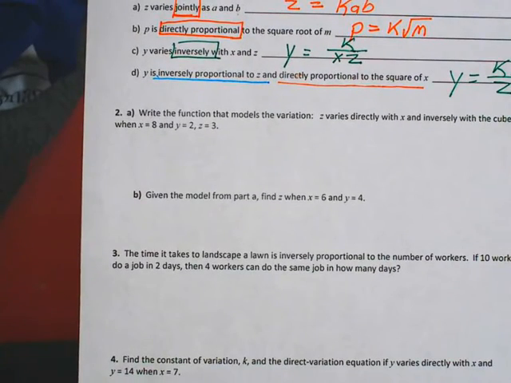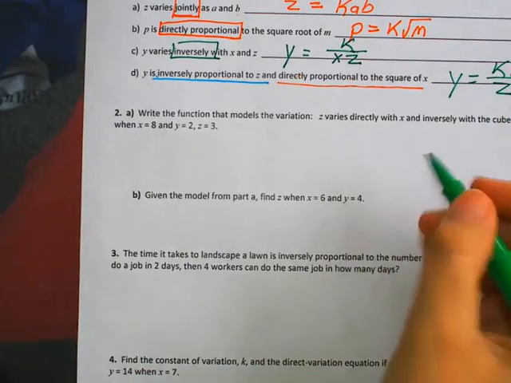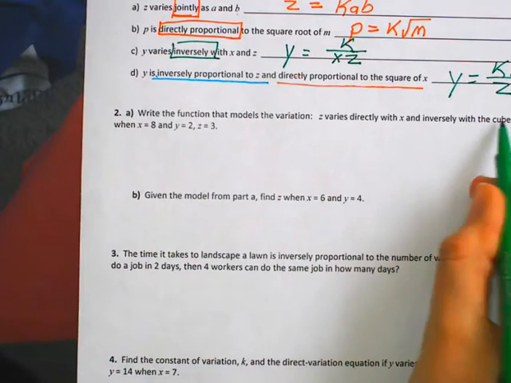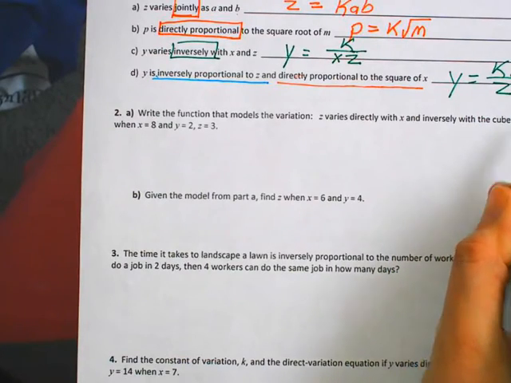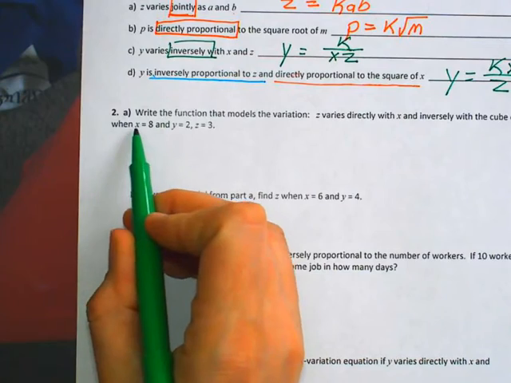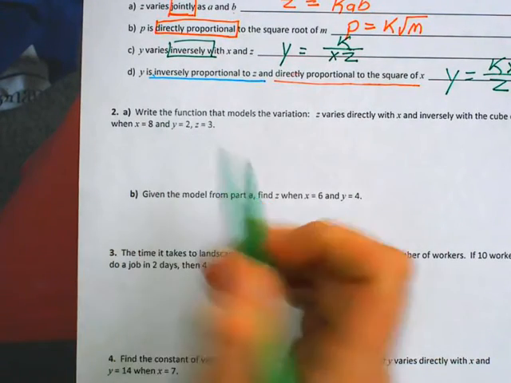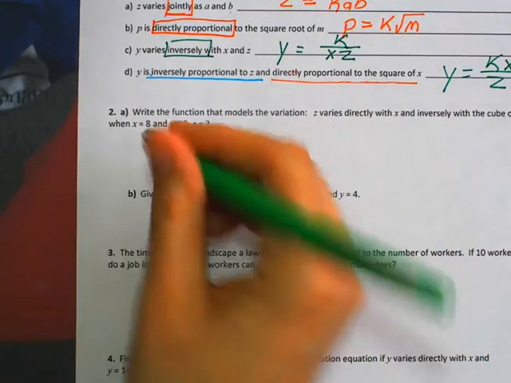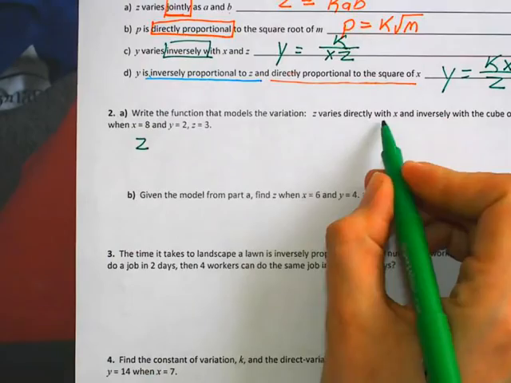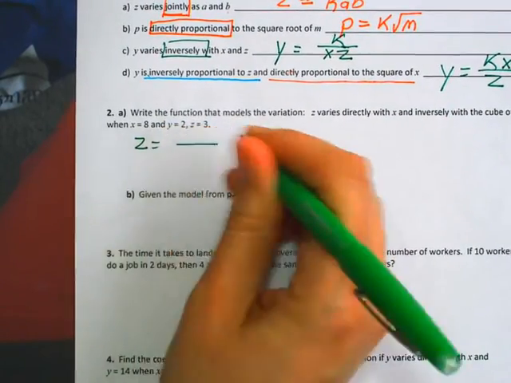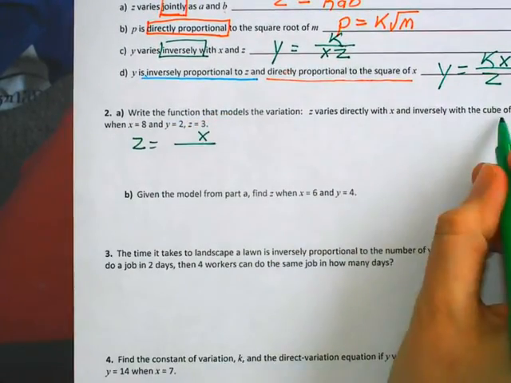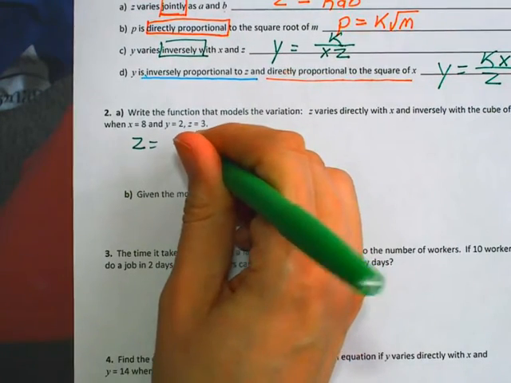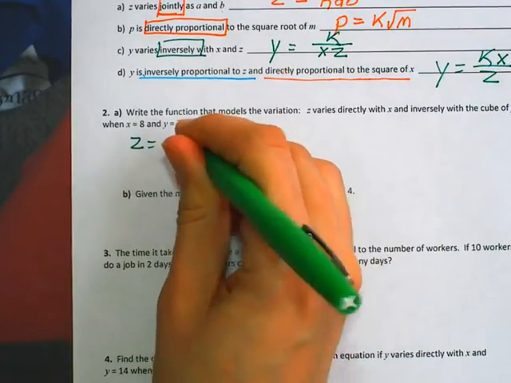Write a function that models the variation. Z varies directly with X and inversely with the cube of Y. And then they give me variables for X, Y, and Z. So the first thing we're going to do is write our equation. So it says Z varies directly with X and inversely with the cube of Y. The cube of Y is Y cubed. Don't forget you need your constant.